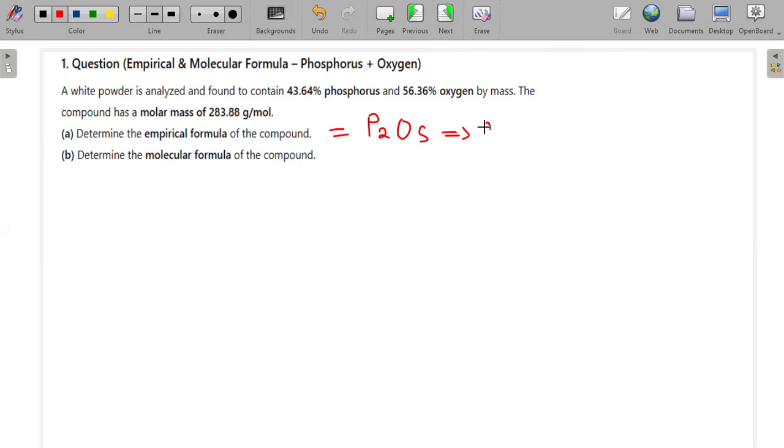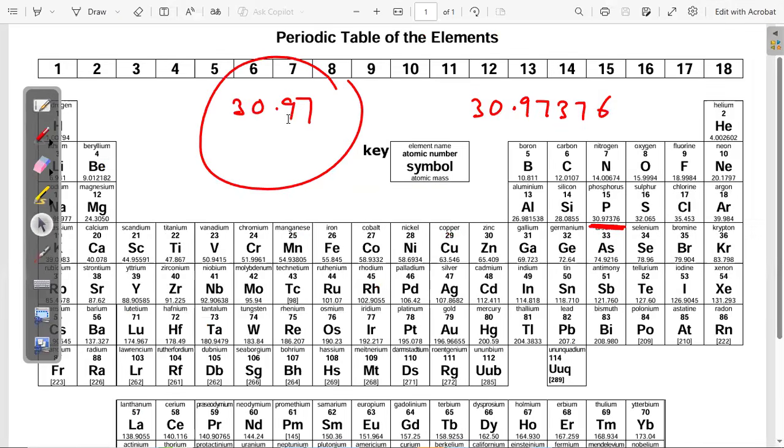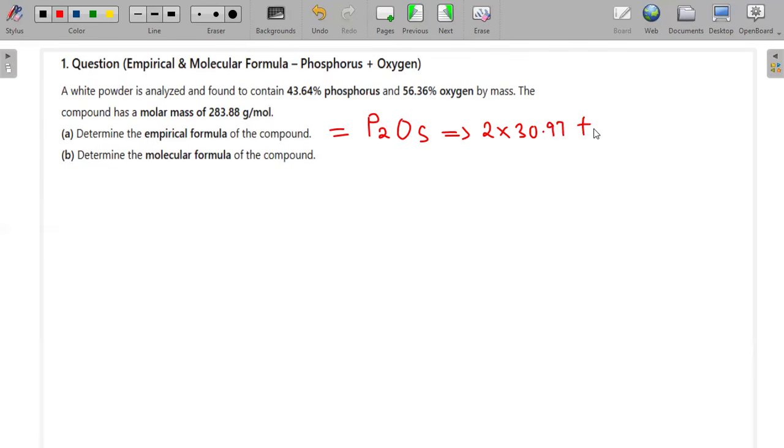So it will be 2 multiplied by the molar mass of phosphorus, which we found was 30.97, right? And then I'll say plus 5 multiplied by the one for oxygen, which is 16. So this will give me what? So I'll just do that on my calculator. So it will be 2 multiplied by 30.97 plus 5 multiplied by 16. So that gives me 141.94. So this is my empirical formula mass.